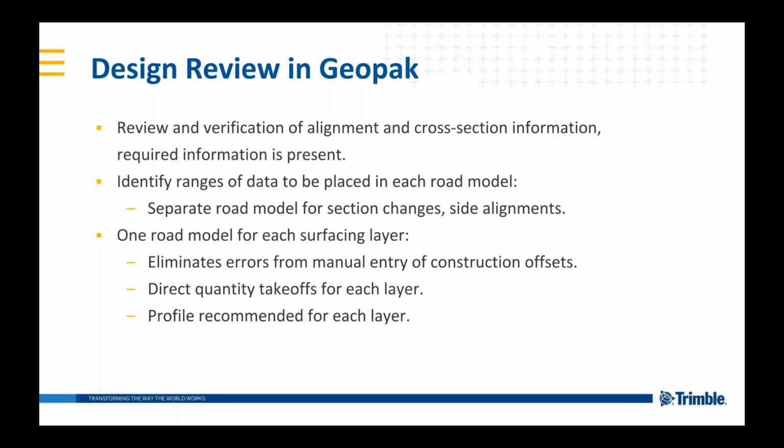So for example, we might have a mainline file. If we've got some ramps or side alignments, those would be separate road models. What do we want to put in there? And one of the other things that we will do as well is the different surfacing layers on each road. We like to make a separate road model for each one of those layers.